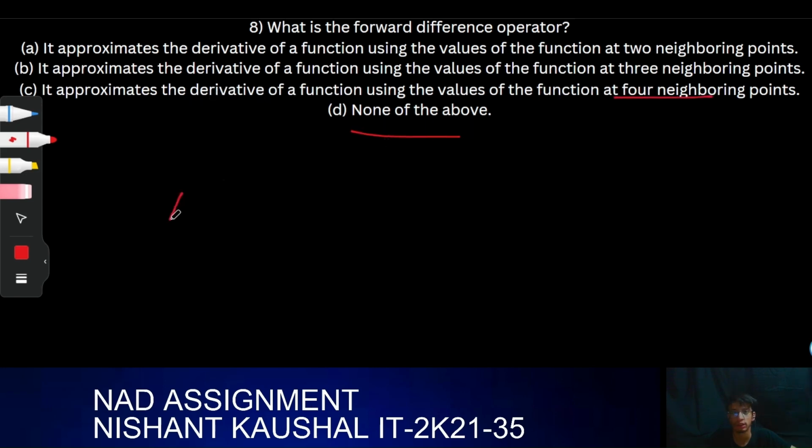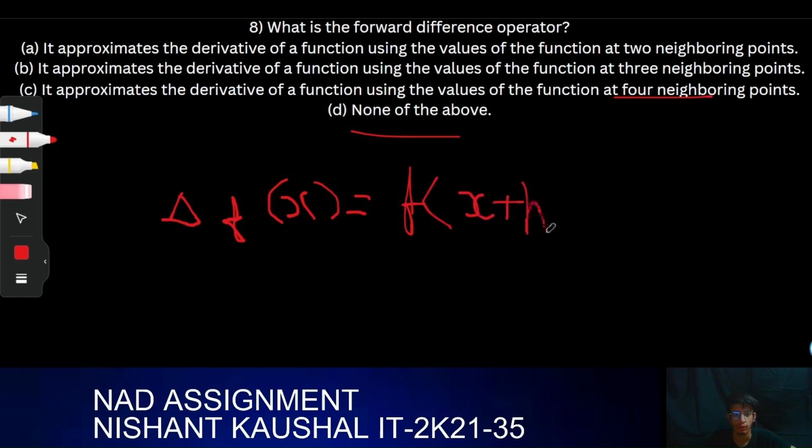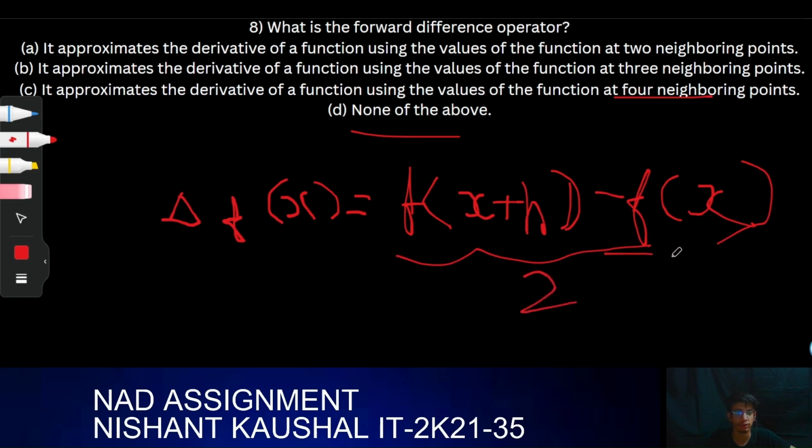So let us write the forward difference operator. So forward difference operator is what? Delta f(x) equals f of x plus h minus f(x), right? So it works on two neighboring points, as we could see, f(x plus h) minus f(x). So it works on two neighboring points. The answer would be what? Two neighboring points, that is A. So answer would be A.